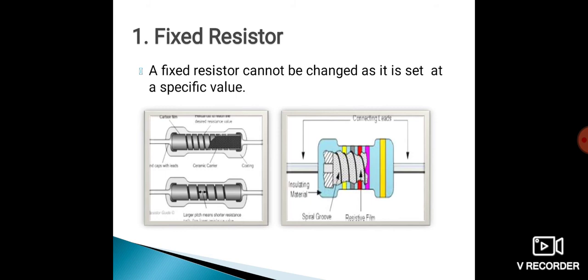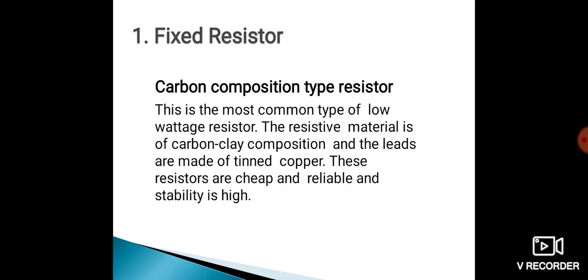So once the value of resistance is decided, we cannot change that value. Now we will see the types of resistors under the fixed resistors. First, we have seen there are 7 types of resistor: fixed resistor, variable resistor, but the fixed resistor is further classified, and that classification we have to learn. So the first type of fixed resistor is the carbon composition type resistor.